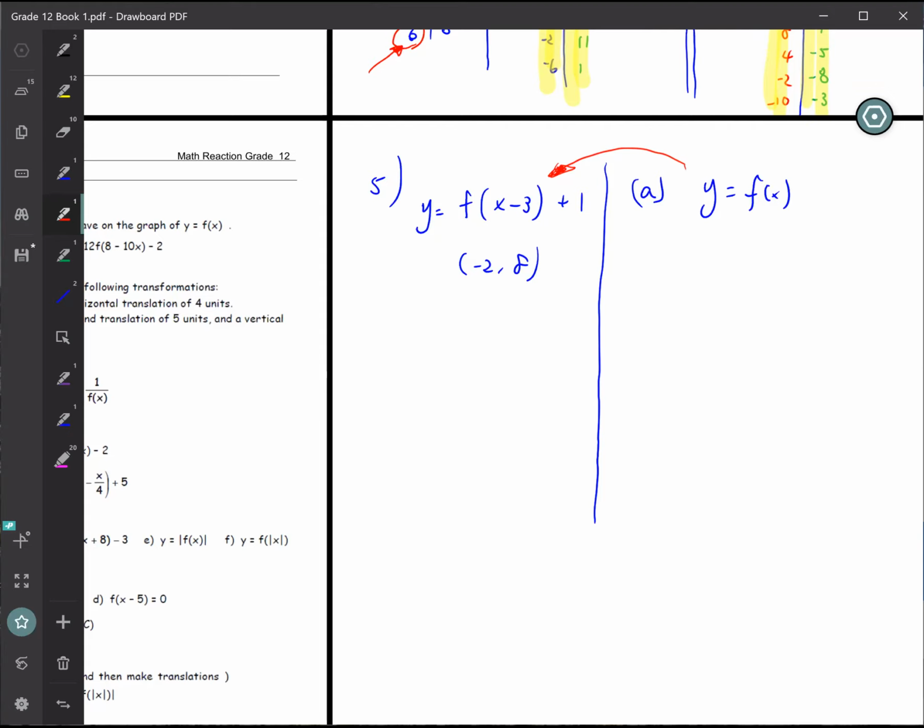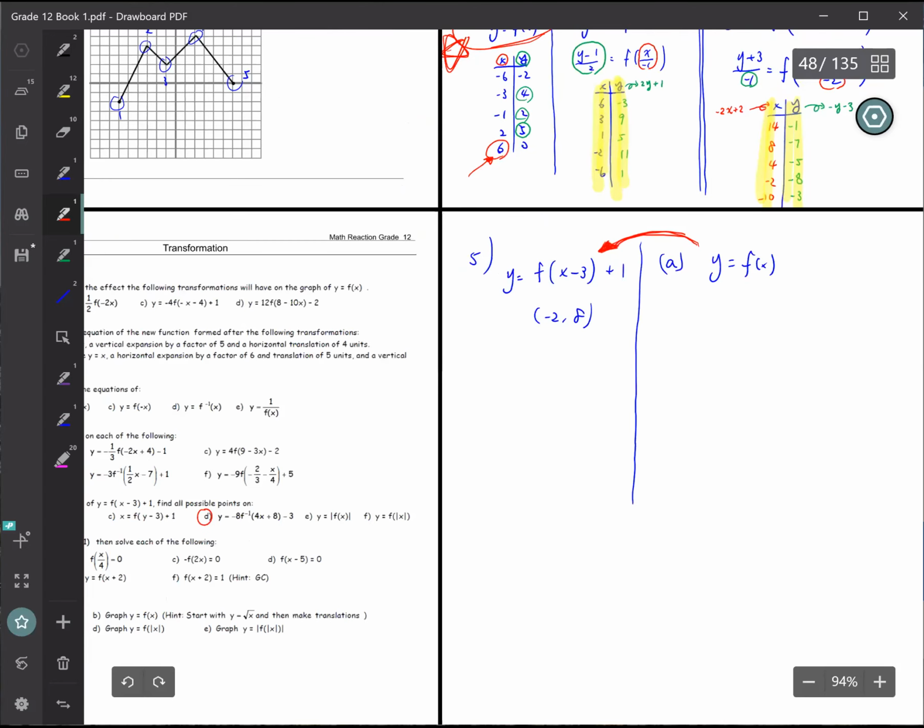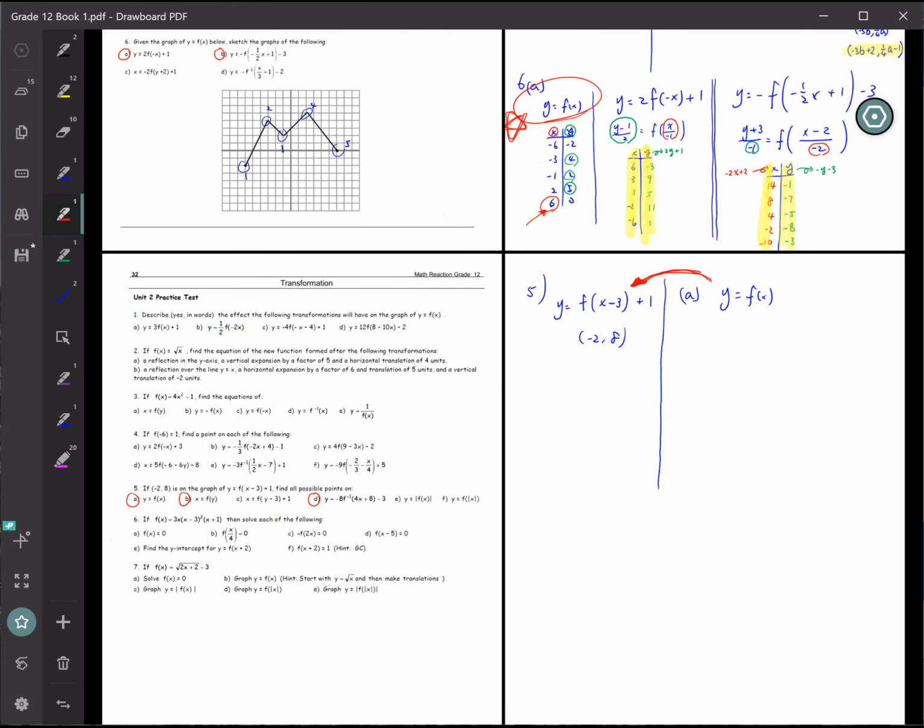But let's look at the red arrow first, right? If I go this way, what's the story that has happened? f of x minus 3 plus 1. What's the story behind it? All right, so before we begin, can you show me hands if you got any of the 3 questions wrong? Okay, number 5.